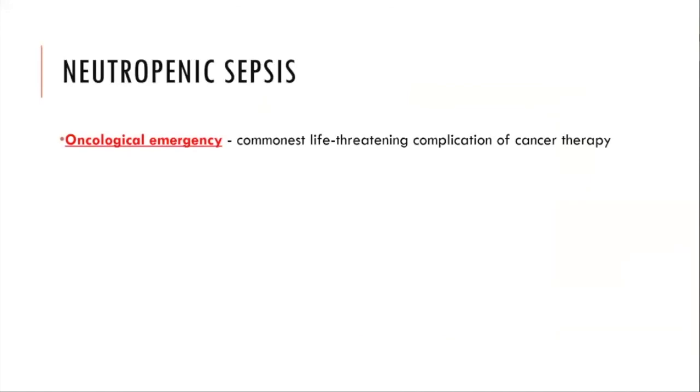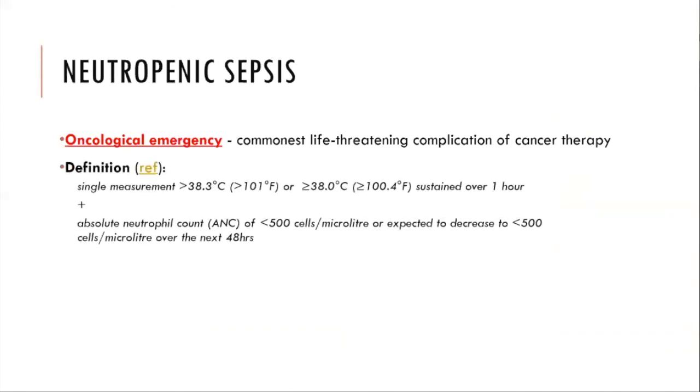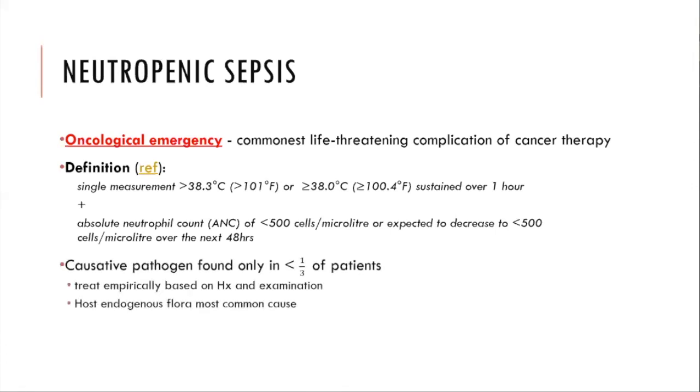Specifically, neutropenic sepsis-wise, it's an oncological emergency, right? It's the commonest life-threatening complication of cancer therapy. There's this definition. I've put the reference in as well, but it's a single measurement, so it's pyrexia, and also a neutrophil count that is very low, so less than 0.5 is what we say here, but yeah, less than 500 cells per microliter, or expected to become very low in the next 48 hours.